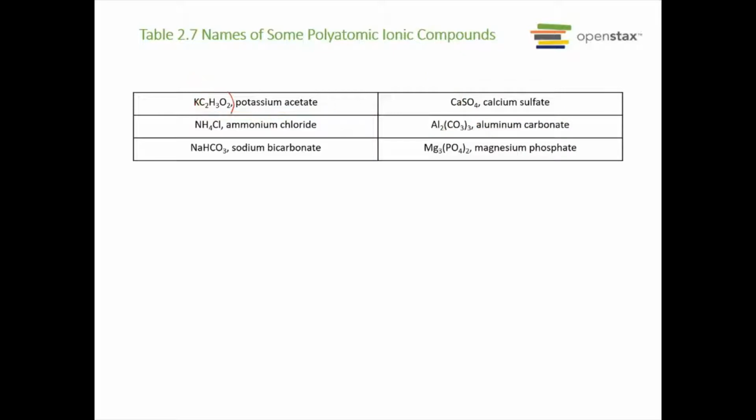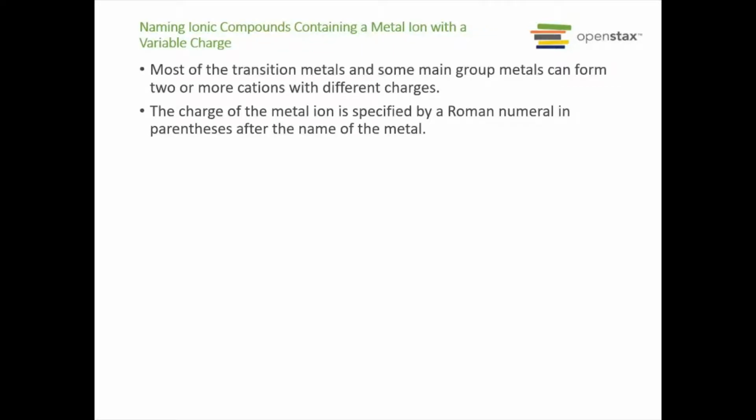Same thing if you have a positively charged polyatomic ion. So NH4Cl, NH4 is a +1, it's an honorary metal. This is ammonium chloride. So this is still an ionic compound, even though there's not a single metal in it. It's because with the NH4, you have a positive and a negative charge coming together. NaHCO3, sodium bicarbonate, and so on and so forth. Those are just some examples.